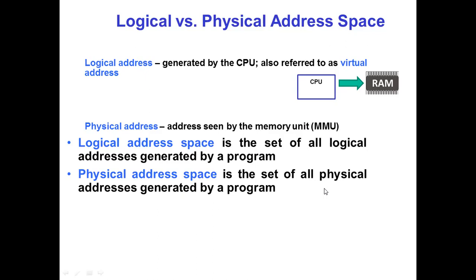So this is the physical address generated by the program, and this is the logical address generated by a program. The program generates two types of address. First is called the logical address, and another is called the physical address. The physical address we can see in the memory unit, the MMU, and the logical address is generated by the CPU. So this is the difference between the logical and the physical address.